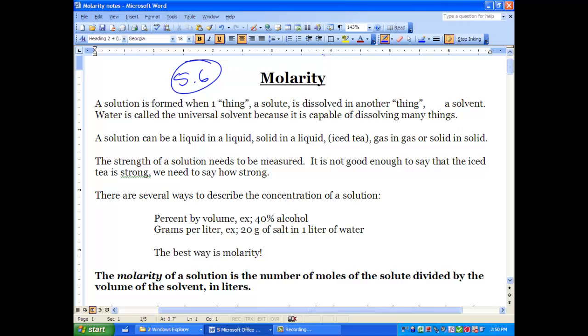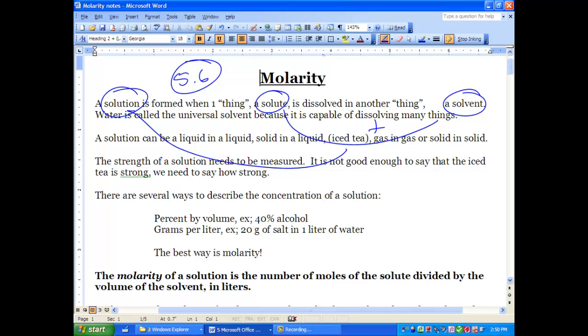Molarity is concentration, and you've heard of concentration before. To put in kind of weird terms, molarity is when you take one thing, and we call that a solute, and you dissolve it in another, and we call that a solvent. So a solute gets dissolved in a solvent, and then these two things added up make a solution. That solution can be a variety of things. We'll talk a lot more about that in class tomorrow.